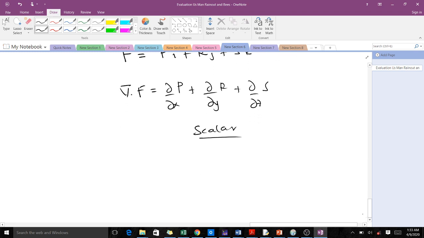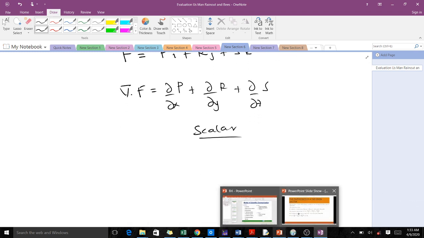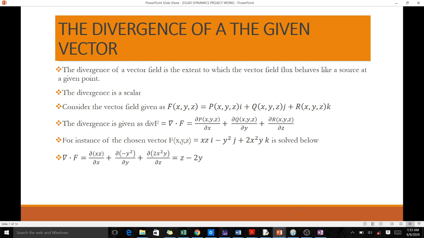So let's just take an example. From this question, we had our vector field F to be xz i minus y squared j plus 2x squared y k. So realize that to find the divergence of this vector field, we are going to get the grad dot F will be equal to del x of whatever we have here, that's xz. We're going to get del y of minus y squared and del z of 2x squared y.